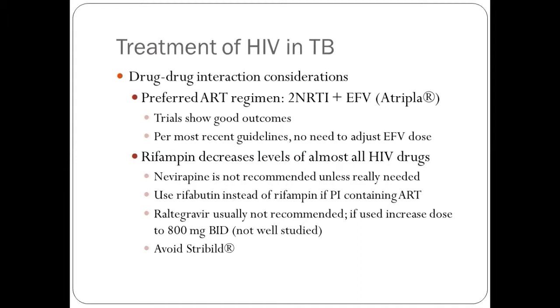Now, the most recent guidelines, and there was a lot of debate about this, because there was some data showing maybe a decreased efficacy of efavirenz when it was used in combination with tuberculosis medications, and there was a prior recommendation of increasing the dose from 600 to 800, but really the most recent guidelines suggest that there is no need to adjust efavirenz dose based on clinical experience and clinical data that we have up to date.